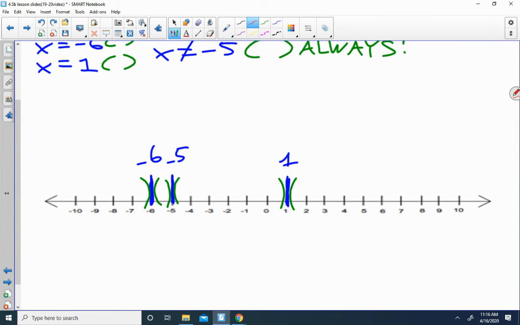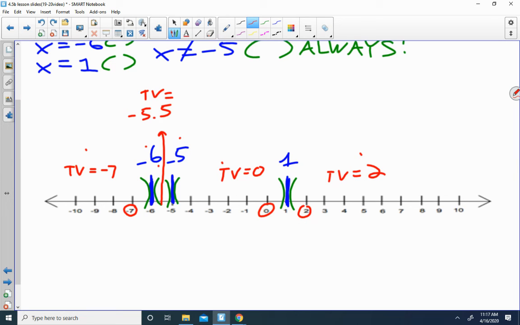So it looks like we got 1, 2, 3, 4 test intervals. For the first interval, I'm going to pick a test value of negative 7. For this one, which is the most disgusting, I'm going to pick a test value of specifically negative 5.5, because it's between negative 6 and negative 5. For this one, I'm going to pick a test value of 0. And then for the last one, I'm going to pick a test value of 2.